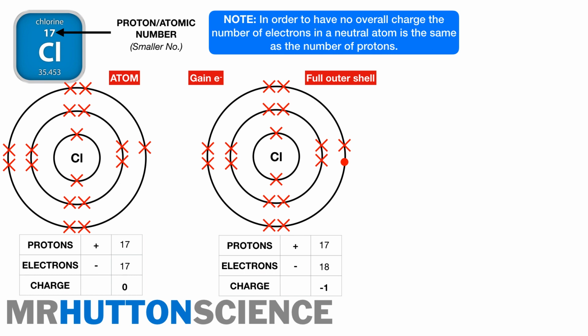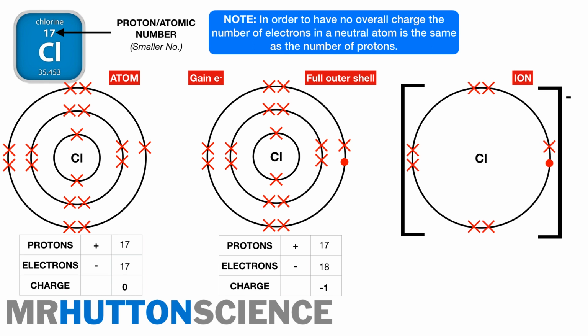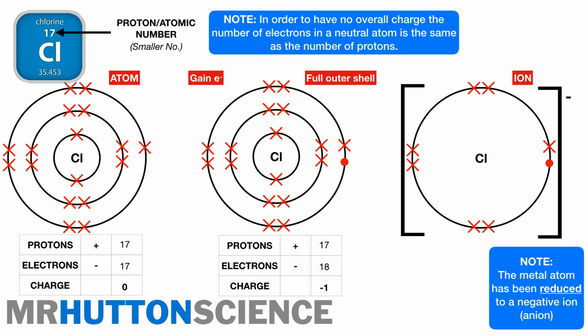So when we draw our ion, we can get rid of those 2 inner shells. We don't have to draw those. They're only there because I'm showing you the whole thing just so that you can understand it a bit better. But when we draw the ion, we just draw the outer shell. We've drawn our dot to show that the electron has come from somewhere else, and we've got the charge outside the top right corner of our ion. And this time we've gained an electron, so we have been reduced to a negative ion, which is an anion.